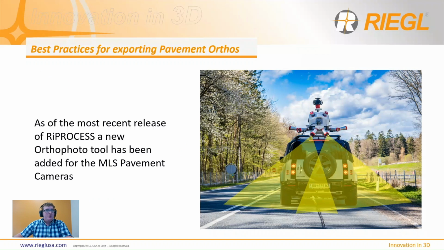Lastly, I wanted to go over the new Ortho Pavement tool that is in RiPROCESS. This tool allows you to take camera imagery from the 2 rear-facing pavement cameras for the VMX2HA, the VMQ1HA, and the VMY2 and create full orthomosaics of the pavement surface for analysis. The team has been collecting some data with this tool, and I wanted to take some time to quickly show some of the data off, as well as do a quick run through on how the tool works in RiPROCESS.